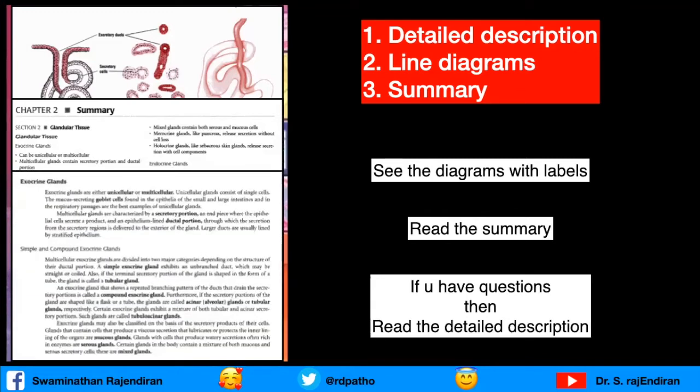For example, here they are describing the simple and compound exocrine glands. So this is the way I want you to use the book. See the diagrams first, read the summary, and then if you have any questions, go and read the detailed description.